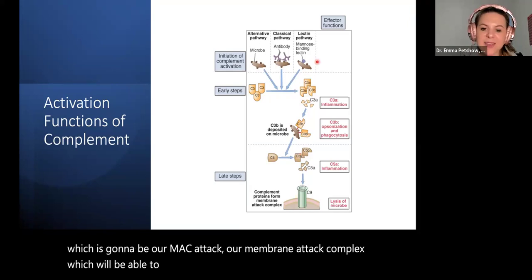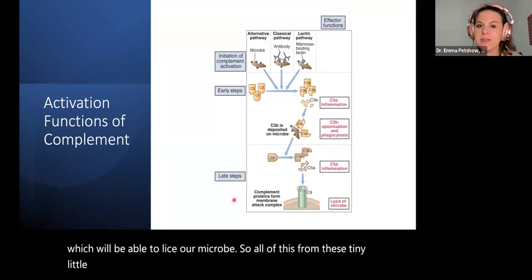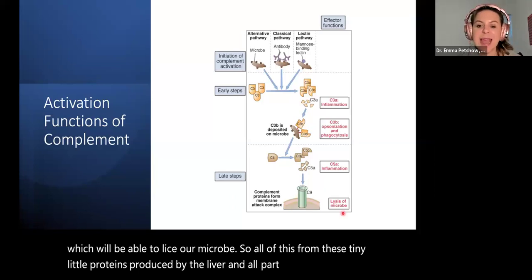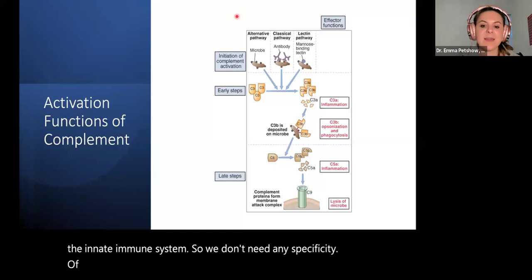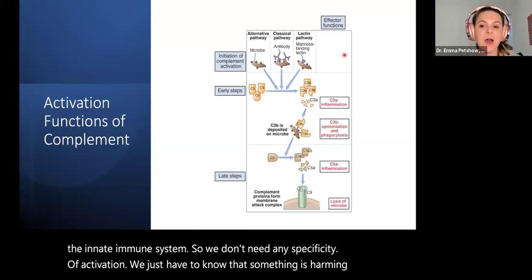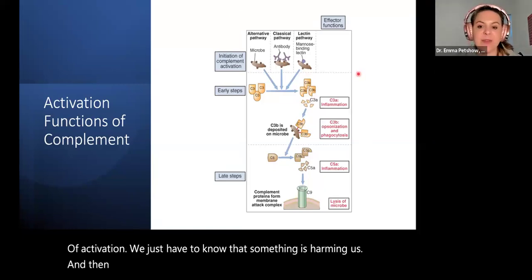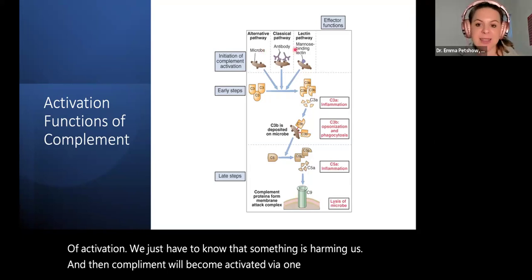So all of this comes from these tiny little proteins produced by the liver, and all part of the innate immune system. So we don't need any specificity of activation. We just have to know that something is harming us. And then complement will become activated via one of these three pathways.